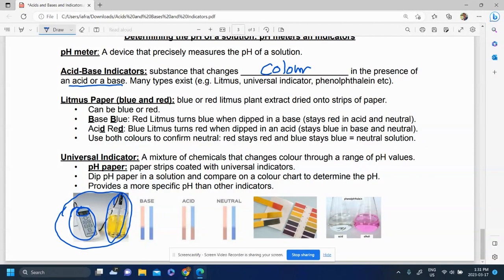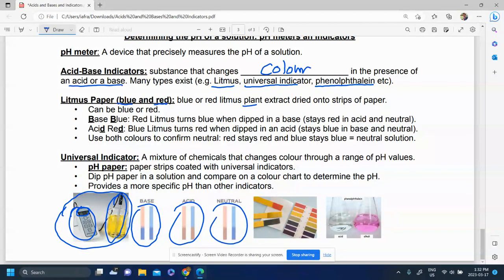So there's many types of those chemicals that we can use, and you'll use them depending on what your substances are. But one indicator is called litmus, another is called universal indicator, another is called phenolphthalein. So these are all different types of indicators that you can use. The common one that we're going to use in the lab is litmus paper. There's two colors, there's blue and there's red. And they're actually extracts from a plant put onto a strip of paper. And they actually look like this here. So you have these little strips of paper like this, blue or red.